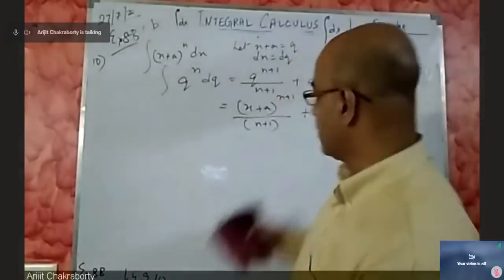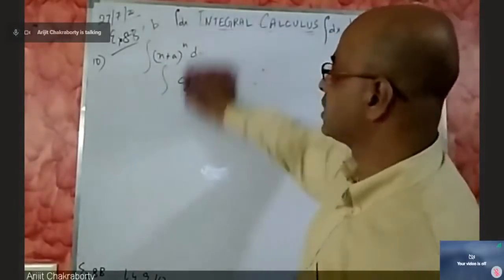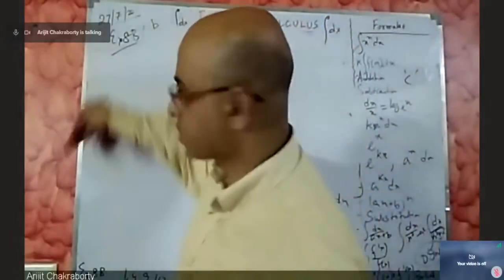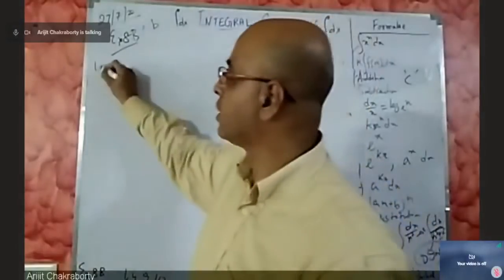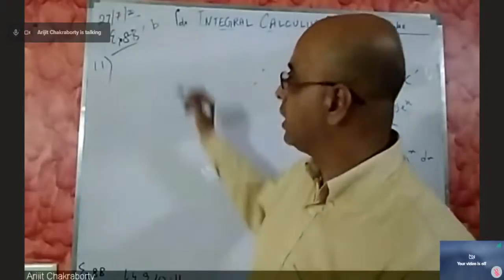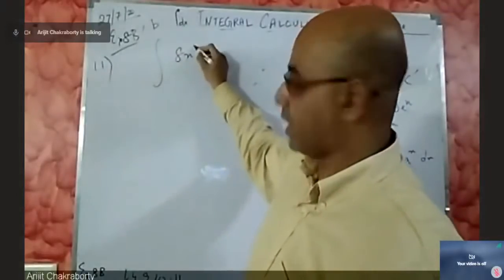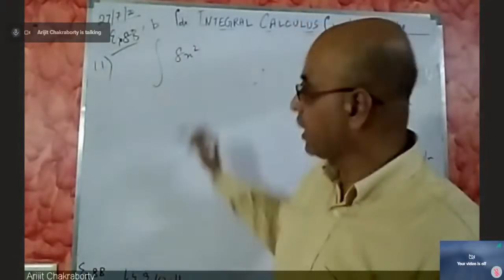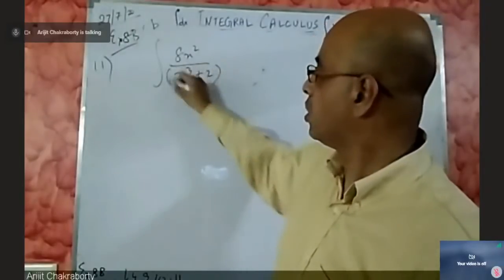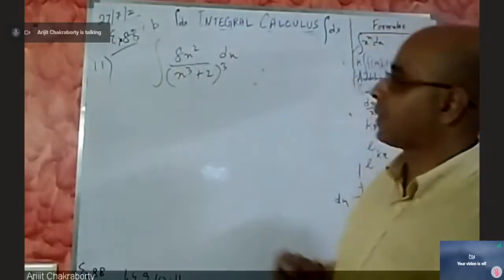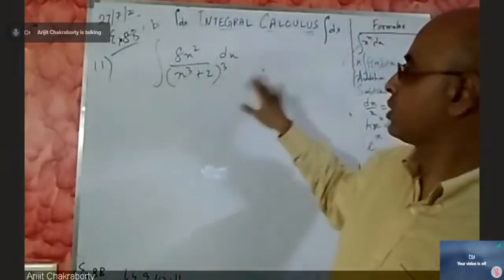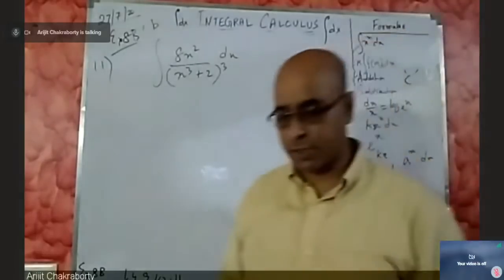I now take up number 11. So 10 is done. We now take up number 11. Question number 11, one by one we are solving and going ahead. 11 is integrate 8x square by (x cube plus 2) whole cube dx. 8x square divided by (x cube plus 2) whole cube. Okay, this is the given expression.